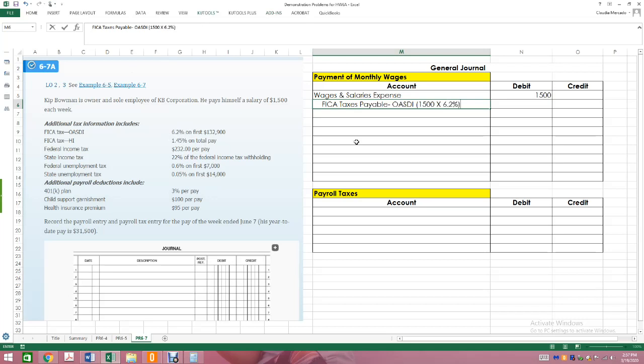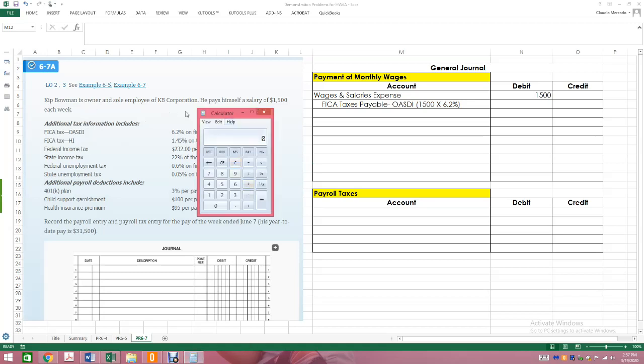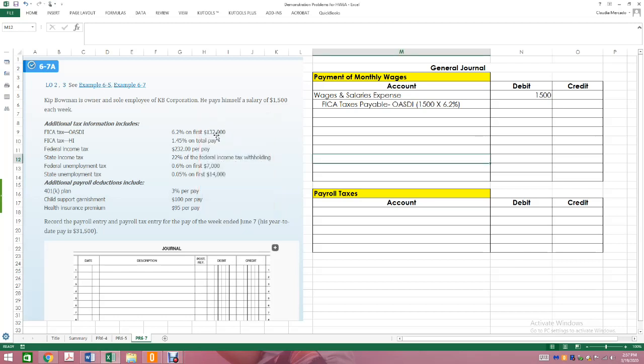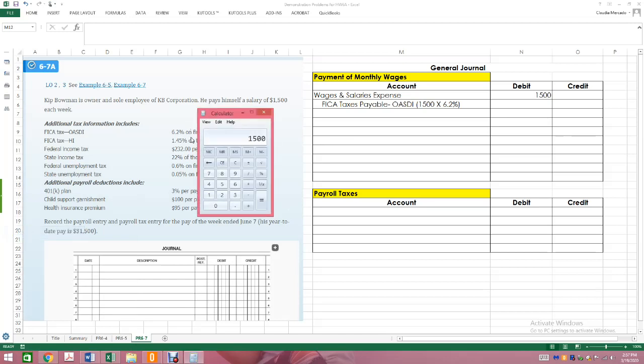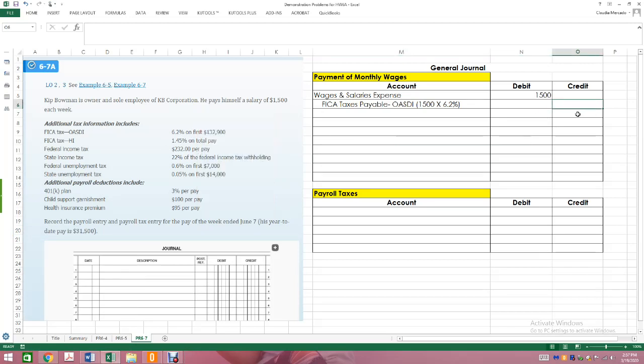Okay, now remember, there is a cap. We only pay taxes for OASDI purposes on the first $132,900. So just to be on the safe side, he pays himself $1,500 a week. There's 52 weeks, so that means that he's going to get paid $78,000 a year, which is below my cap. So I don't have to worry about exceeding my cap. Okay, so I'm comfortable there. So I'm going to calculate the $1,500 times my 6.2%, and that's going to give me $93. So I'm going to deduct $93 for OASDI.